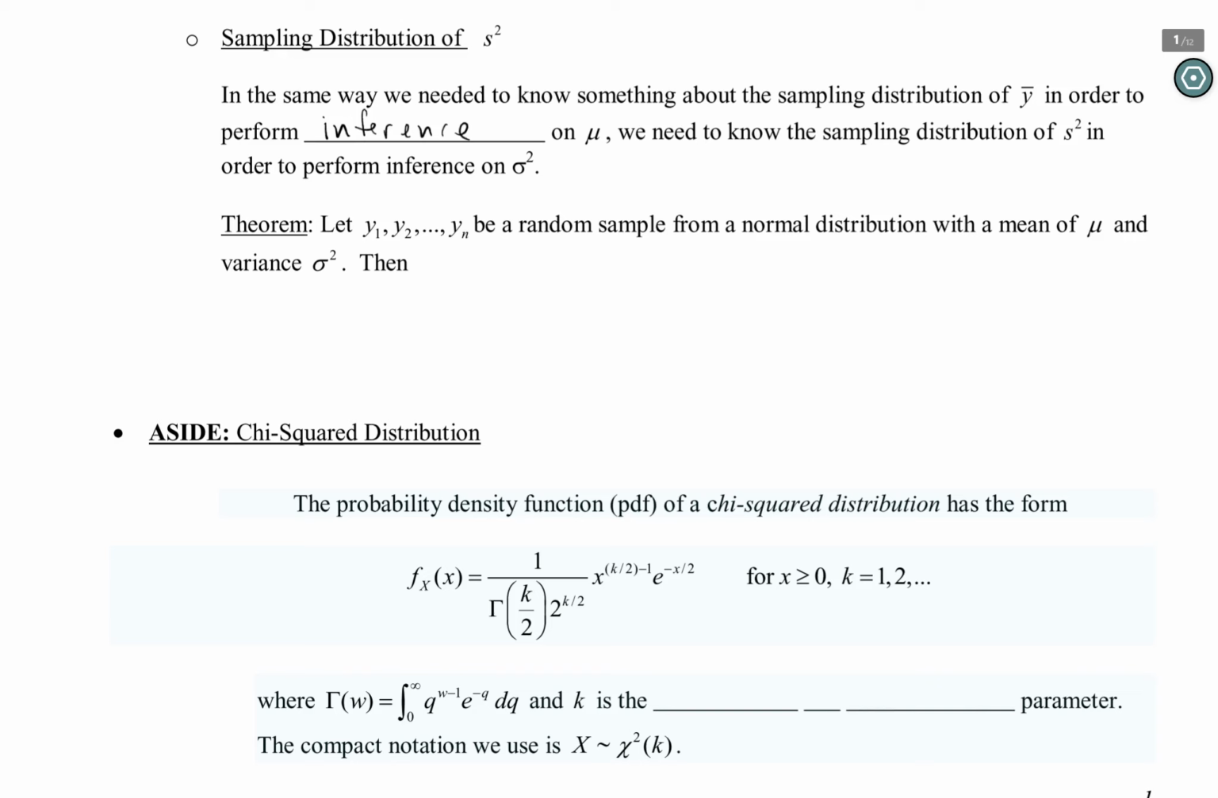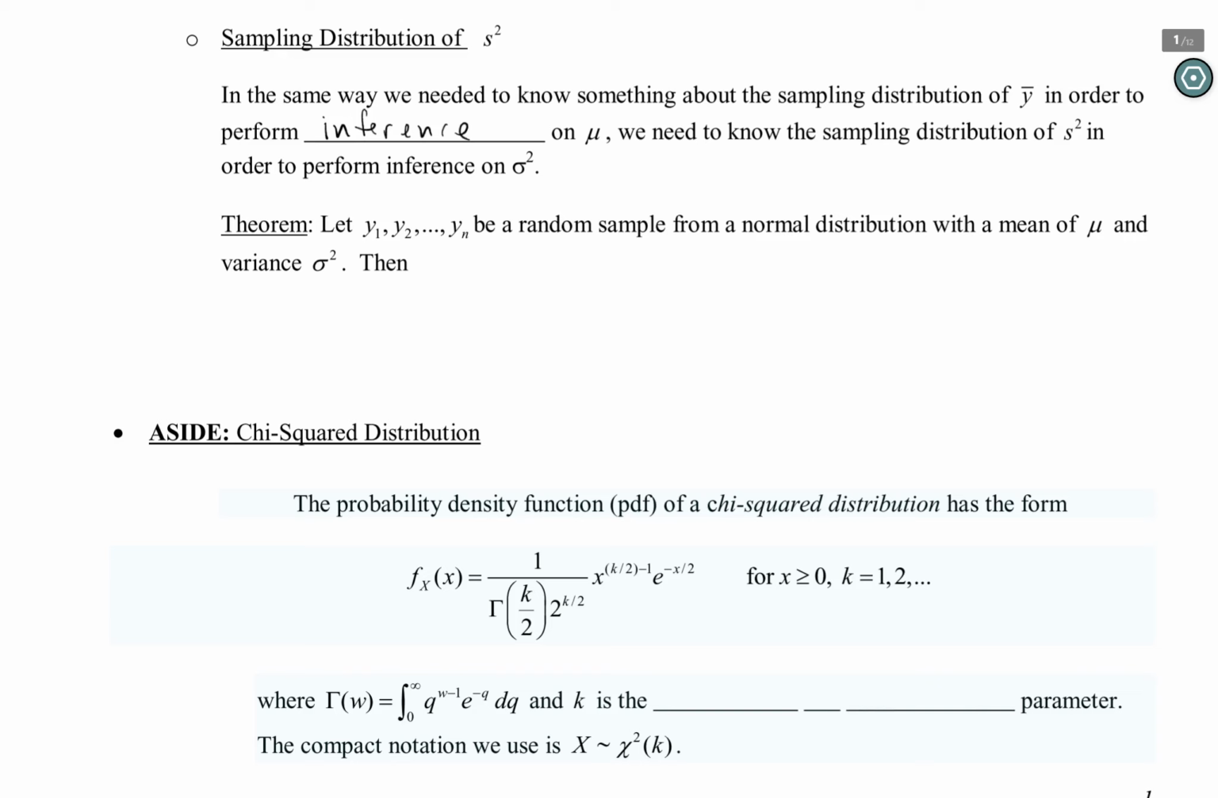Now this theorem gives us insight into that. If you recall, previous theorems told us something about x bar being normal or approximately normal. Here we're dealing with the distribution of S squared. I said x bar earlier; here I have written y bar. Same thing, the sample mean.